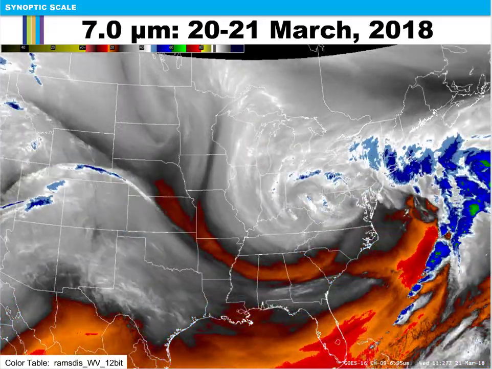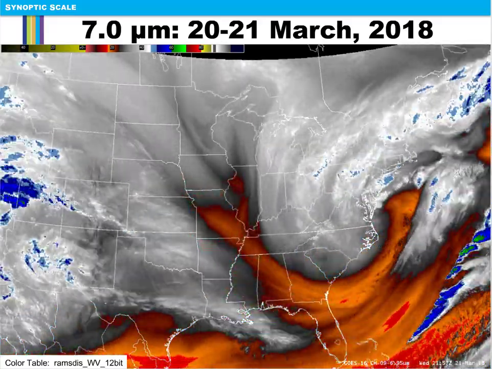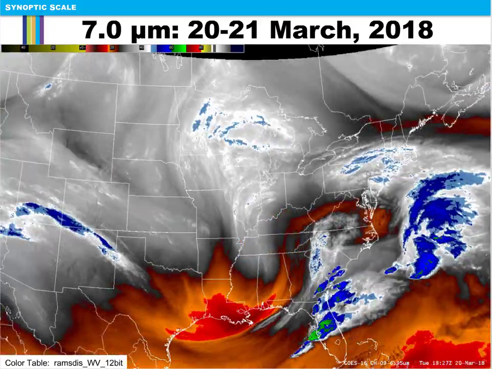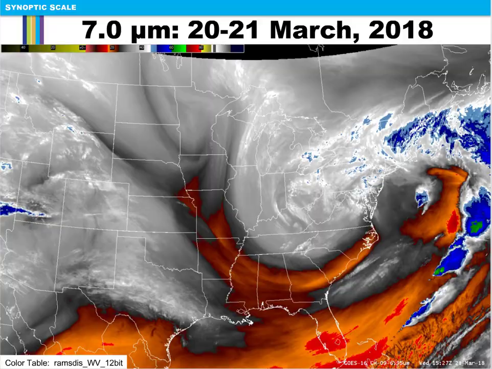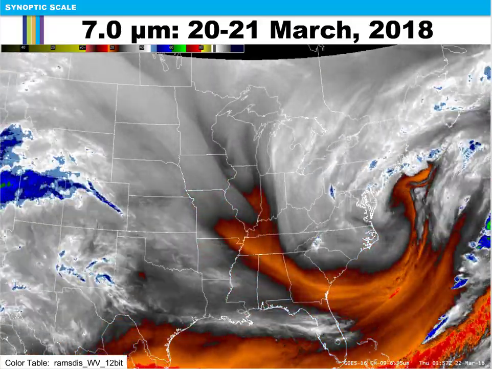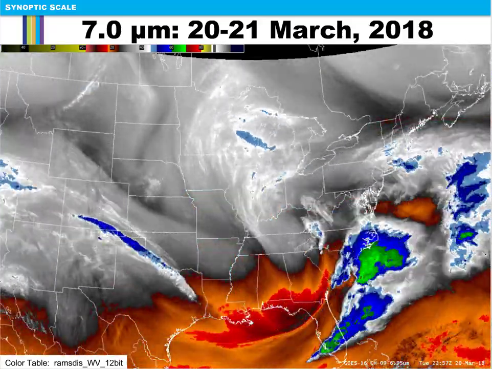This is associated with the warm conveyor belt. Shortly afterwards, we observe a cyclonic branch of the warm conveyor belt peel back to the northwest in Virginia and West Virginia. This is usually referred to as the secondary warm conveyor belt.